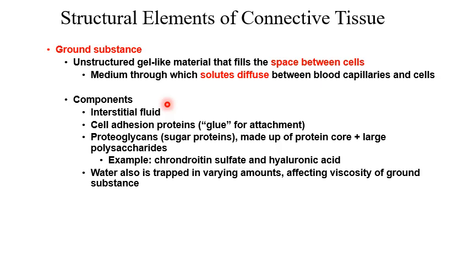Okay. What makes up the ground substance? Of course, you have this interstitial fluid. That's the liquid that is coming from the blood. And let me see. You have adhesion proteins that are produced by the cells that are in the tissue. Okay. And you have those proteoglycans and polysaccharides.